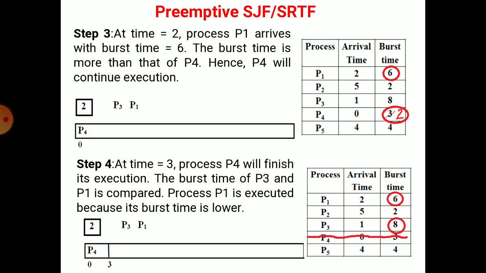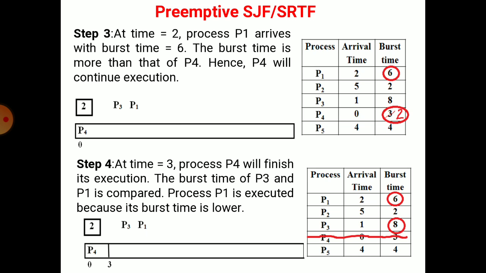Once the CPU time becomes 2, the process P1 arrives with burst time 6. Comparing the burst times of P4, P1 and one more process residing in the queue, P3, P4 requires the least amount of time, because 2 milliseconds of its task are completed and it requires only 1 more millisecond. Hence, P4 will continue the execution and P1 moves to the waiting queue.